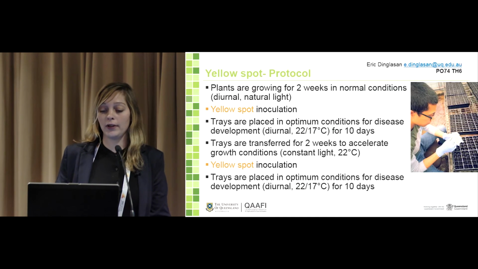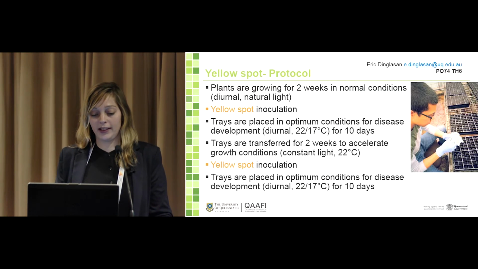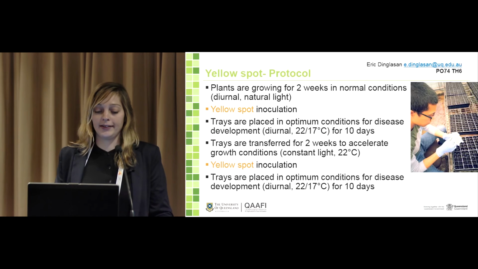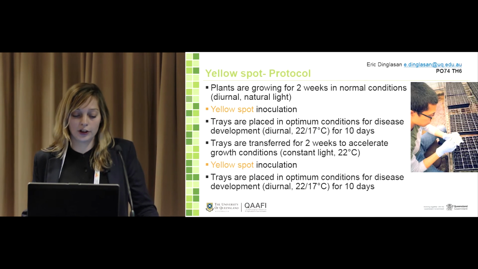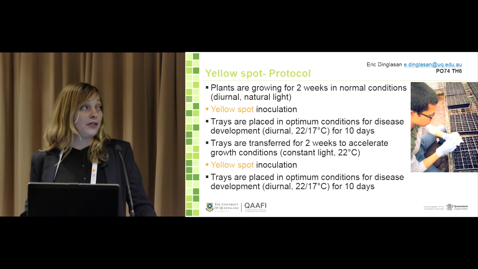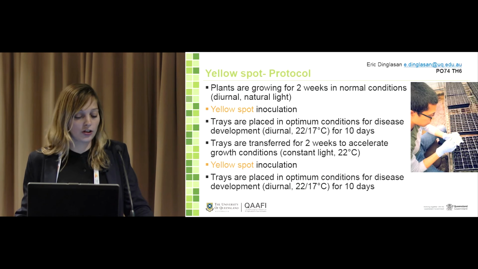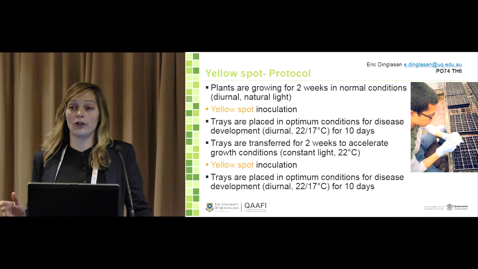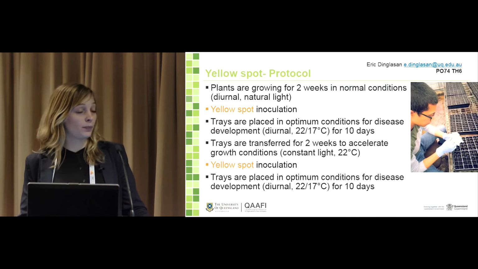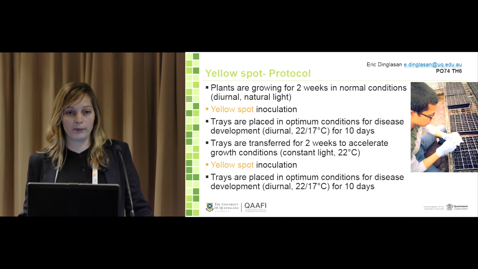Plants are growing for 2 weeks in normal conditions. Then we inoculate the plants with yellow spot. The trays are placed back in optimum conditions. We assess for seedling resistance. Then the trays are transferred for 2 weeks to accelerated growth conditions. We inoculate again, and we place the trays back in optimum conditions, and we assess for adult plant resistance.